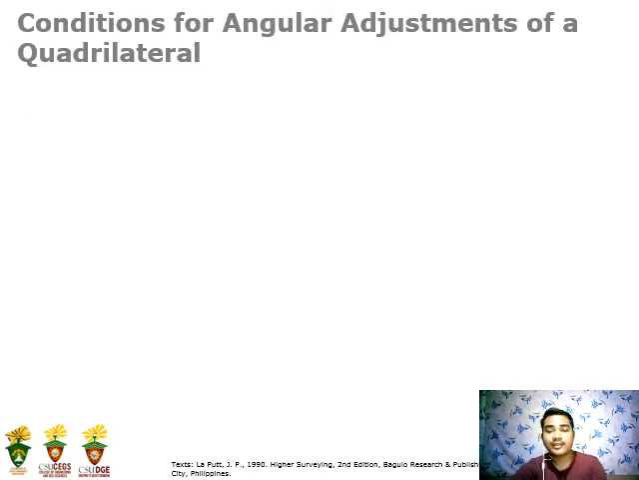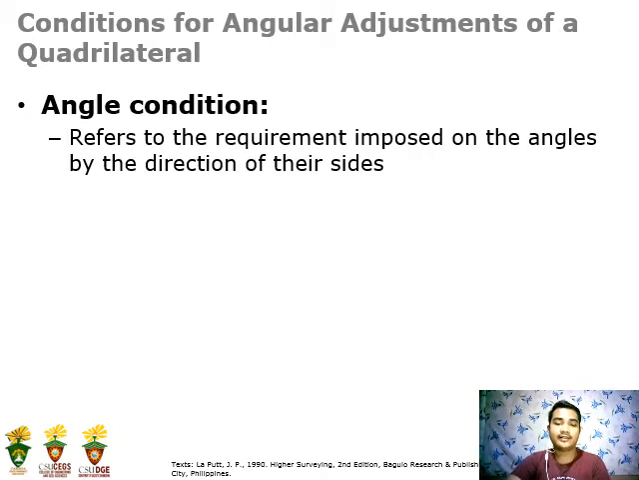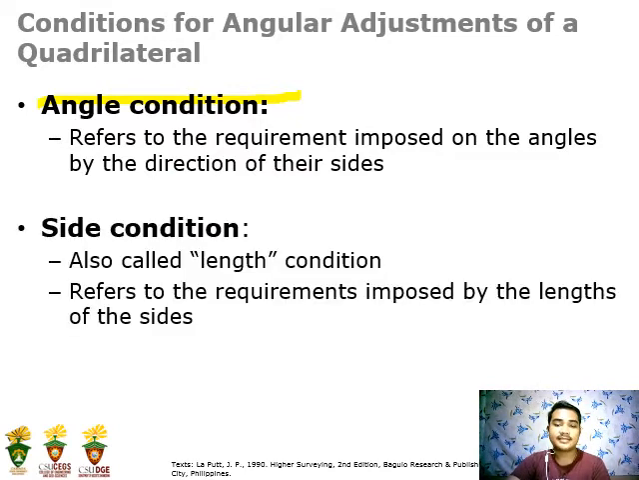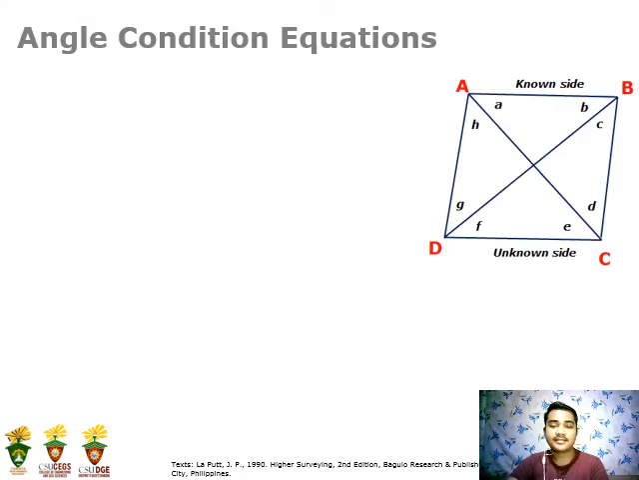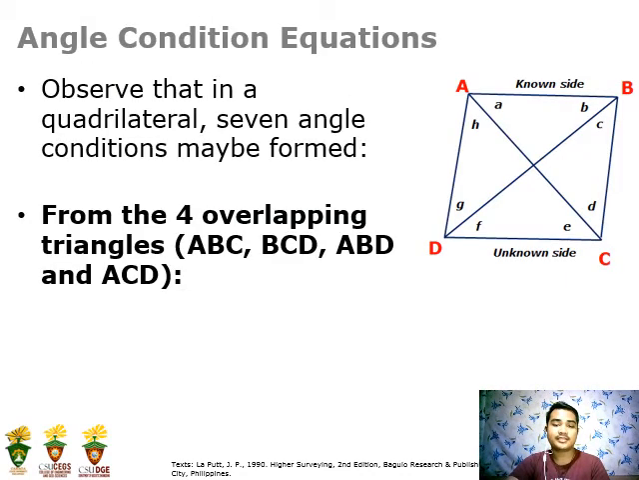So, conditions for angular adjustment of a quadrilateral. First is we have angle condition. The angle condition refers to the requirement imposed on the angles by the direction of their sides. And for side condition, it is also called length condition. Length condition refers to the requirements imposed by the lengths of the other side. So, angle condition sa angle, sa side is ang length. So, let's start with the angle condition equations.